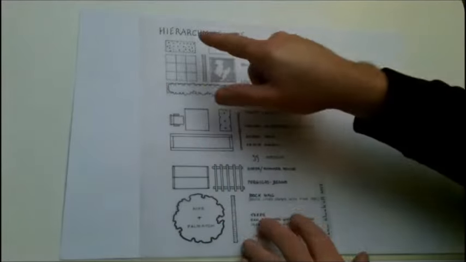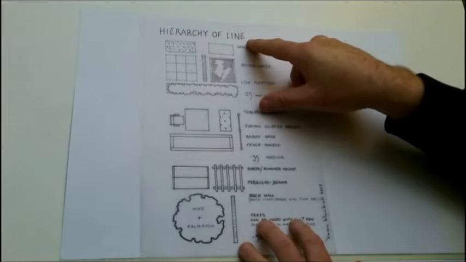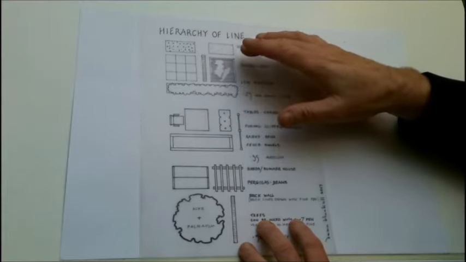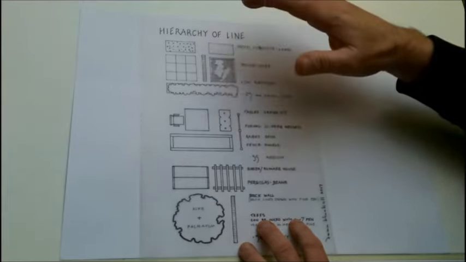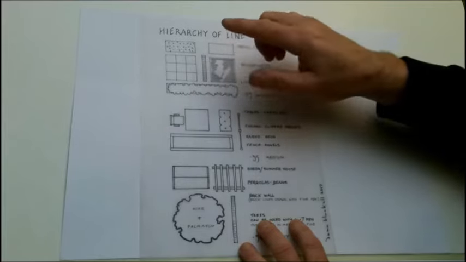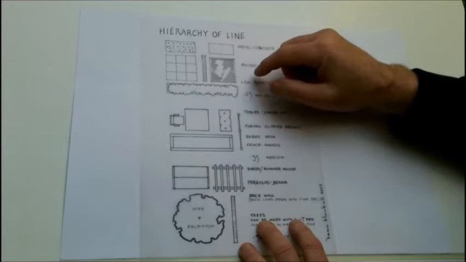We're going to look at hierarchy of line. This means that when drawing a plan, you look at the objects that are closest to you and the elements that are farther away. And we use a different pen to show these elements.